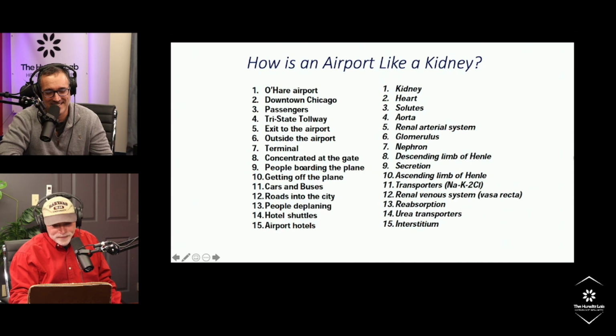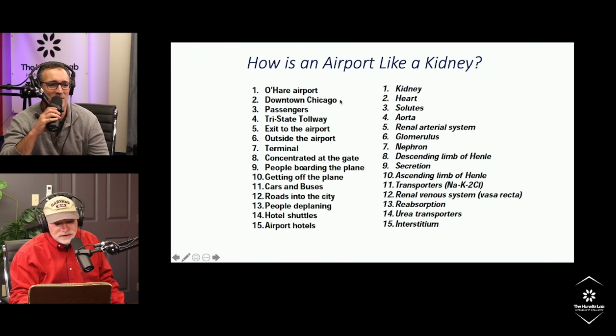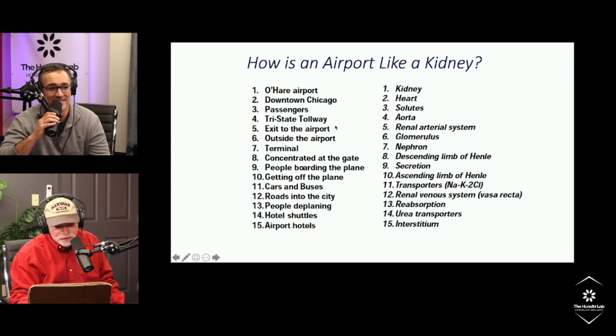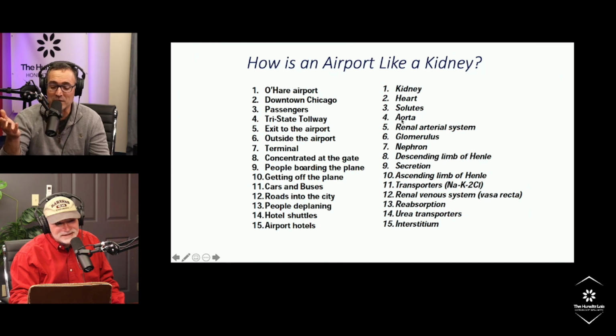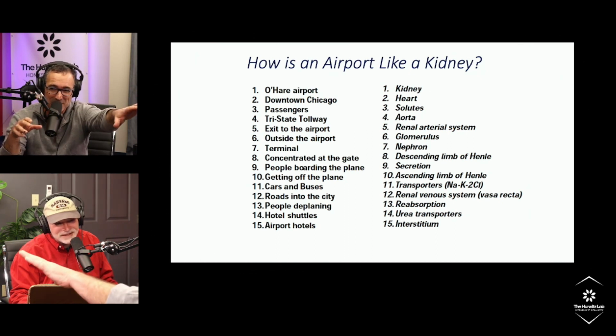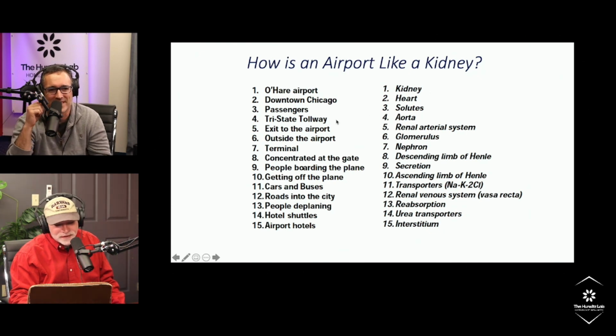To finish up, let me say a couple of words about the airport analogy, now that you've seen the whole process. If the kidney is O'Hare Airport and the heart is downtown Chicago, the veins take you to the heart, and the arteries take you away from the heart. The Tri-State Tollway is the aorta. The exit to the airport is the renal artery. Right outside the airport is the glomerulus. The terminal is the nephron.